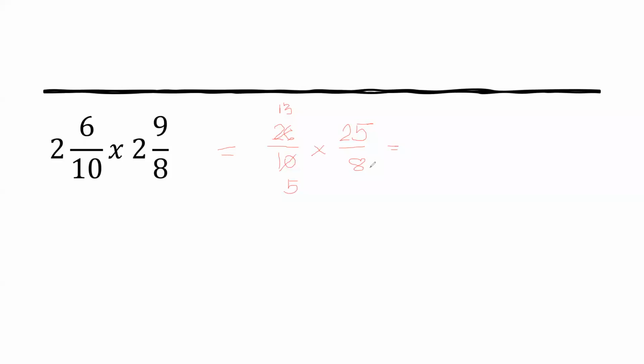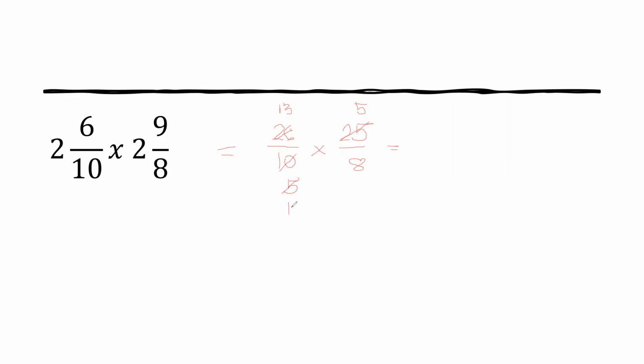13 at 8. Meron ba? Wala po. Wala. Very good. Sa 5 at 25. Meron po. Ano po? 5 po. 5. So, i-divide natin both ng 5. So, yung sinasabi ko, pwede siyang diagonal. Okay? So, that's 25 divided by 5. That will be 5. While 5 divided by 5 will be 1.